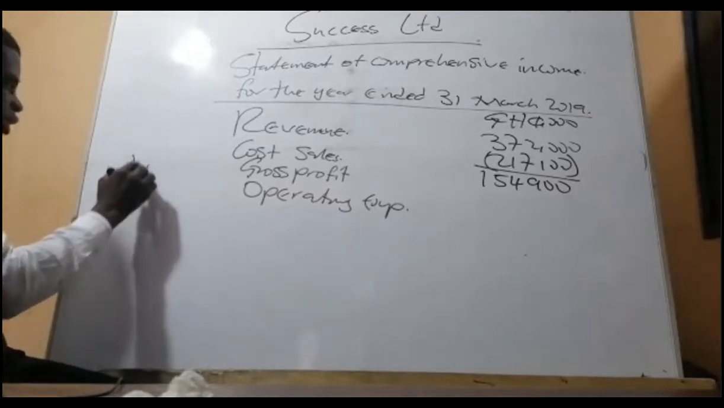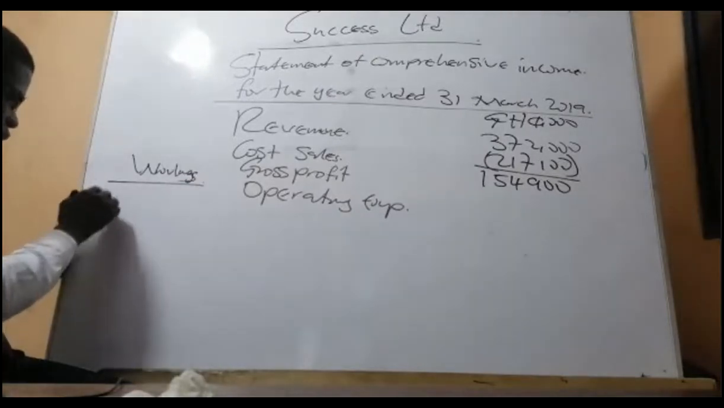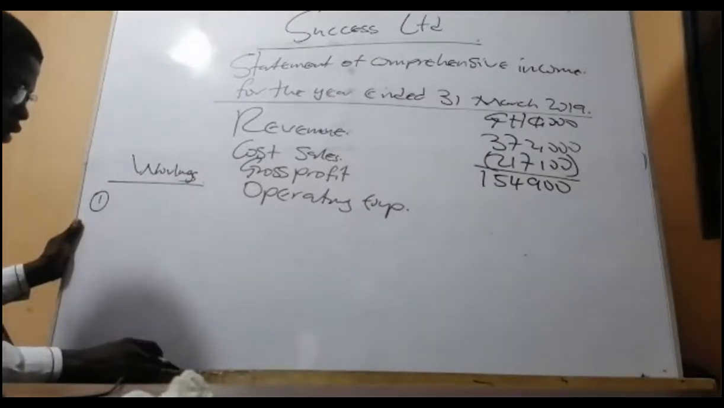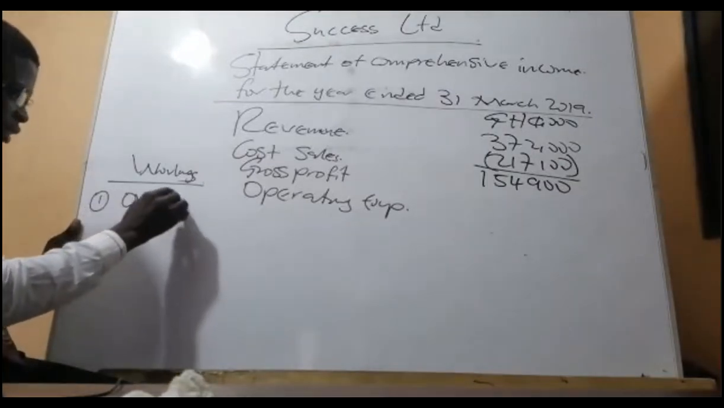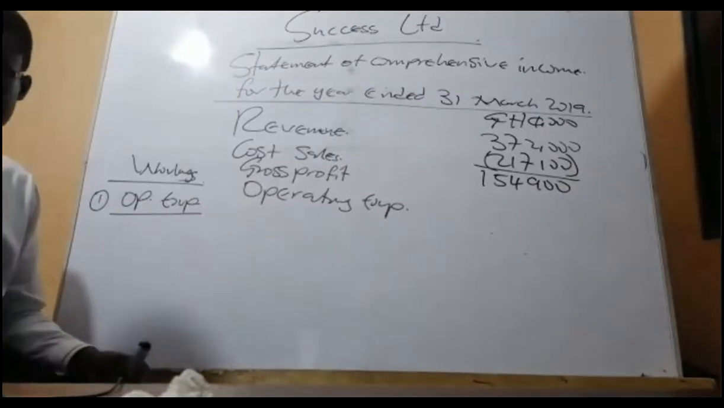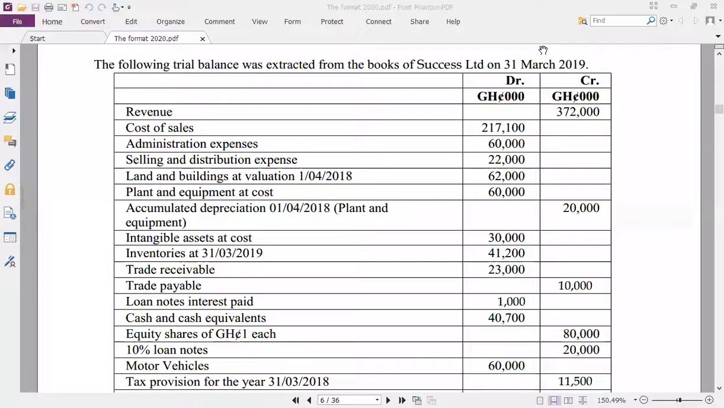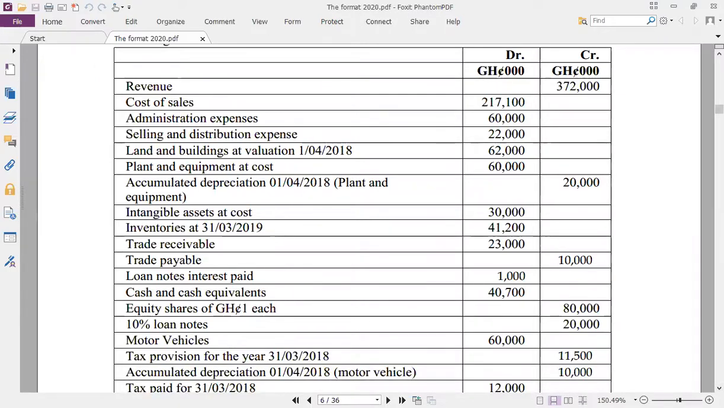So workings. Workings one would be operating expenses. So let's go to the question. What is the admin? 60,000. And selling and distribution is what? Is there any other expenses in the question, such as bad debts? In fact, all of these items, when we start adjustments, we are going to do workings on them, each of them. So take note for me.